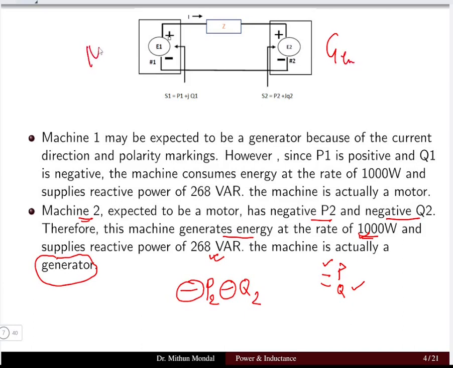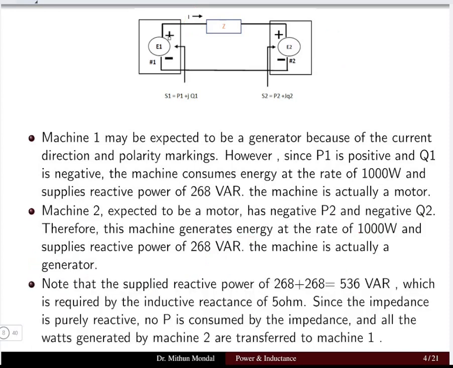So the assumption can't be made only from the current. Seeing the direction of the current, we can't say whether the machine is a generator or a motor. We have to see the direction of the real power and the reactive power also to understand whether the machine is a generator or a motor.